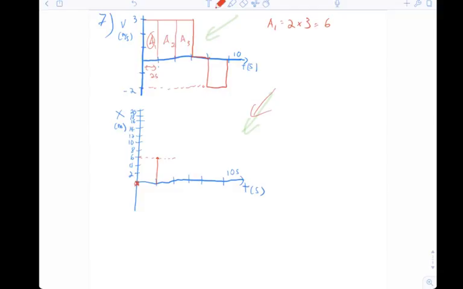In the next 2 seconds, again, A2 is 2 by 3, that's 6, and you go up by another 6 to 12. A3 is 2 by 3, that's equal to 6. So in the last one I got to 12, so in the next time I'm going to go up to 18, which is there.